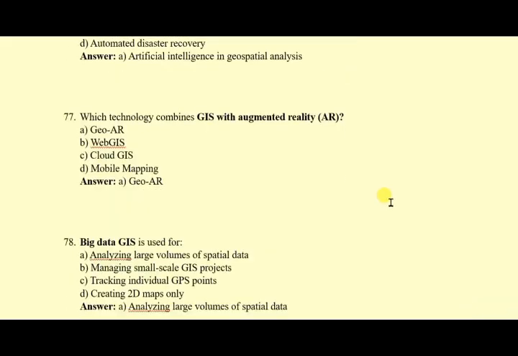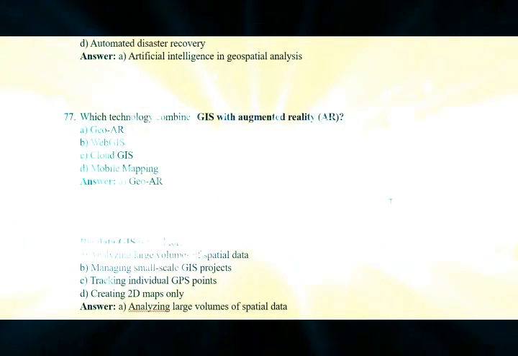77. Which technology combines GIS with augmented reality, AR? GeoAR, WebGIS, Cloud GIS, Mobile GIS. The right answer will be GeoAR.